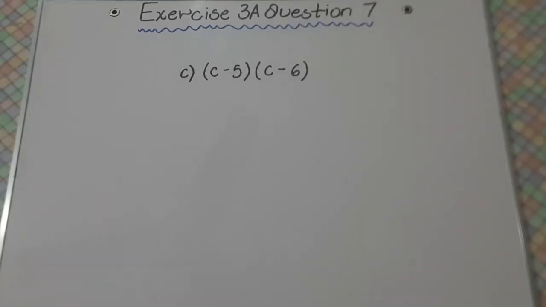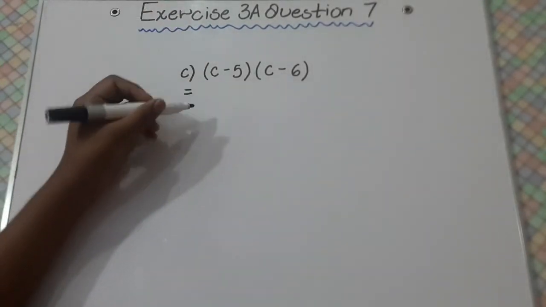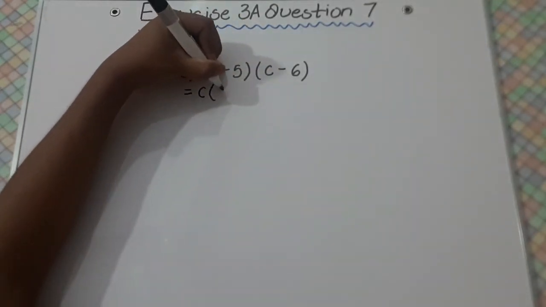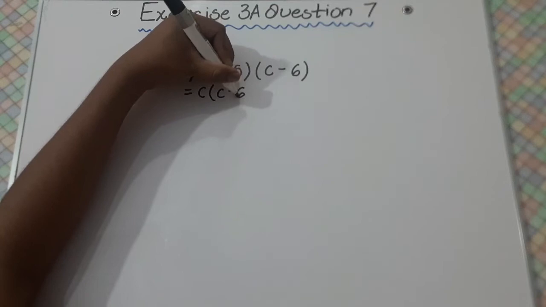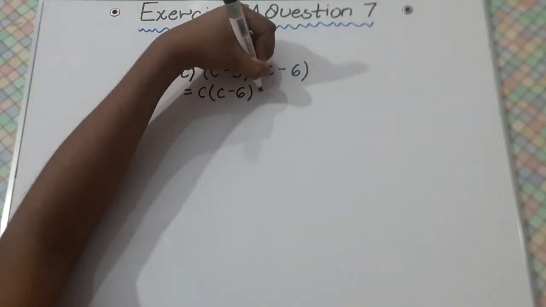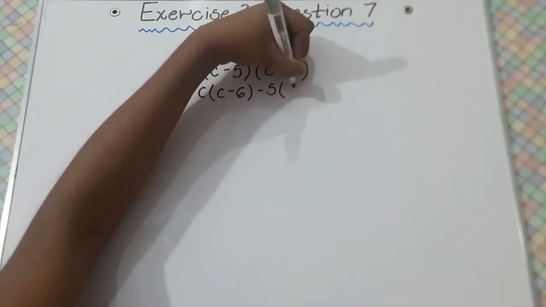Now let's solve part C of this question. It's also the same. So we're going to write C, this bracket as it is, C minus 6. Then we're going to write minus 5. And the same bracket C minus 6 again.